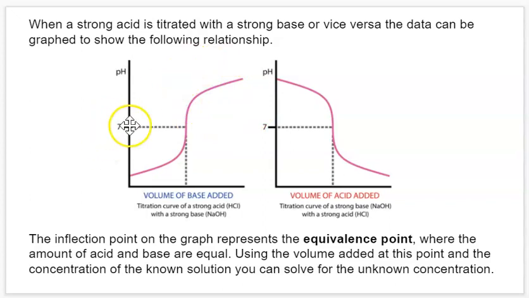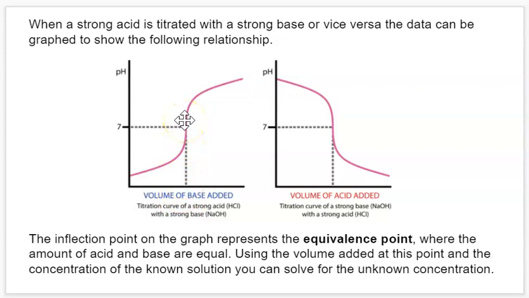And this inflection point is really important. This is called the equivalence point. And like I mentioned earlier, this is when the amount of acid and base are equal. And please note that I'm not talking about the amount of acid and its conjugate base, or the amount of base and its conjugate acid. I mean the amount of acid you started with, and then the amount of base that you added to the solution.